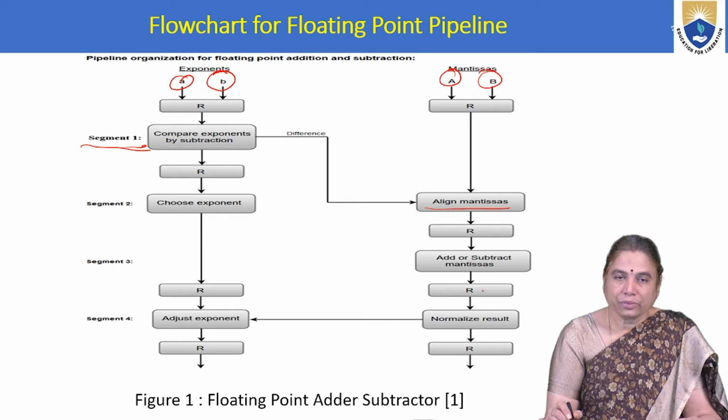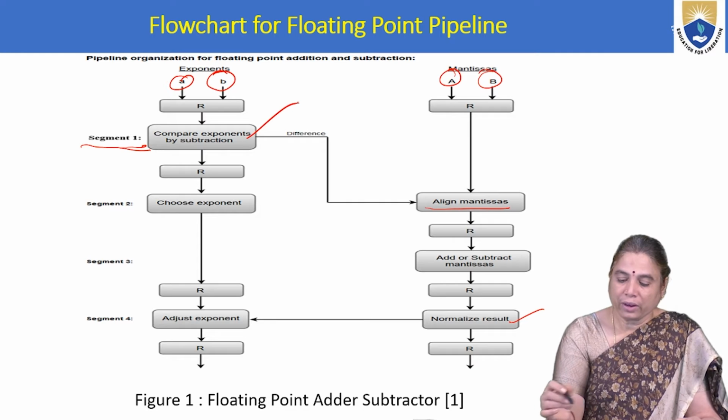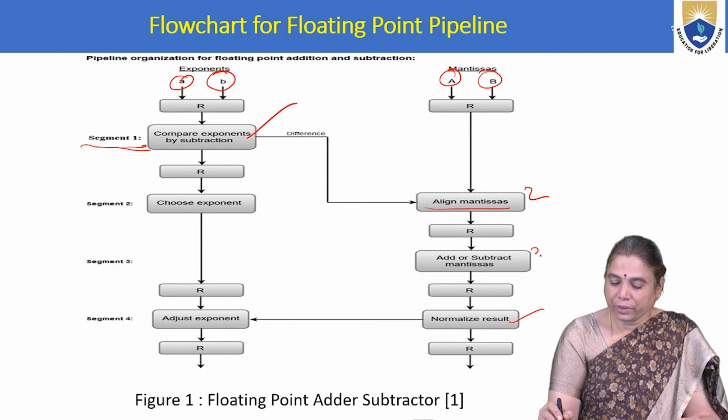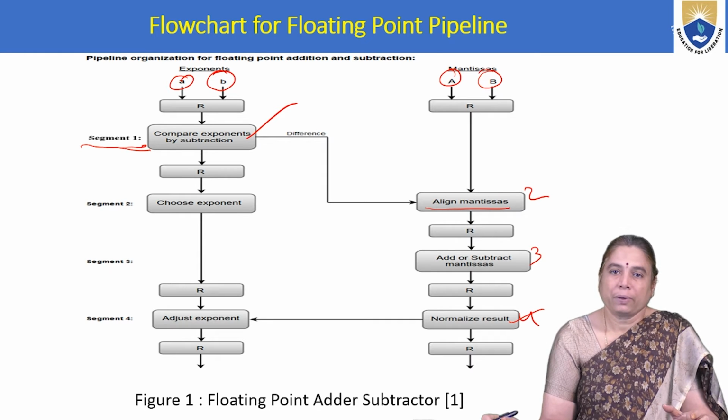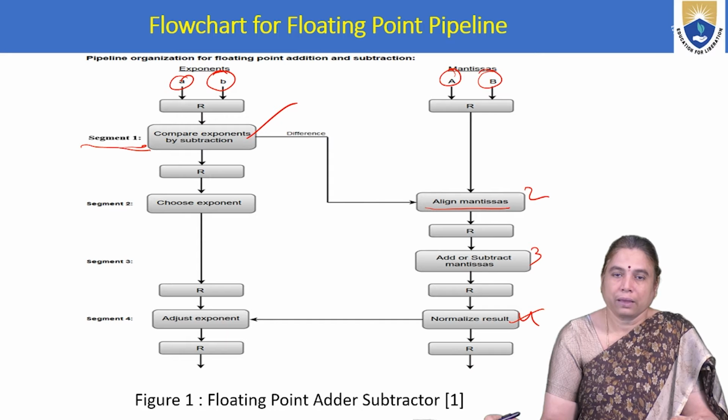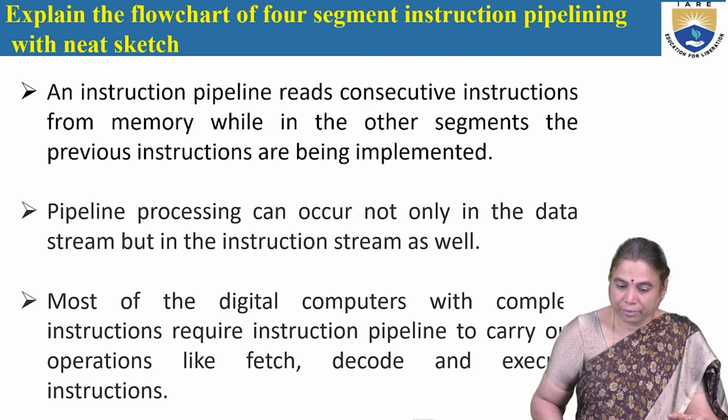Next, that result is stored in the register. The fourth step can be to adjust the exponent and normalize the result. So this is step 1, step 2, step 3 and step 4. These 4 segment operations can be carried out in parallel with other segments so that the speed of processing can be increased with the help of the arithmetic pipelining concept.